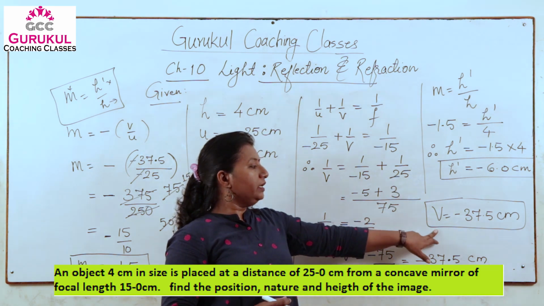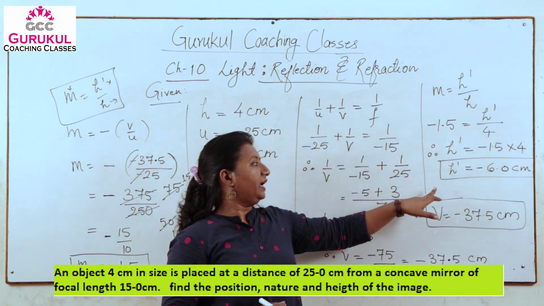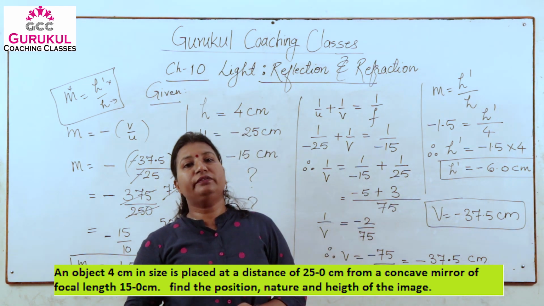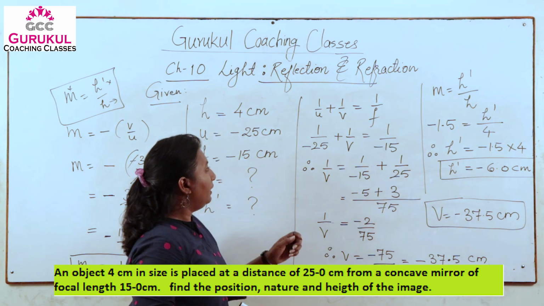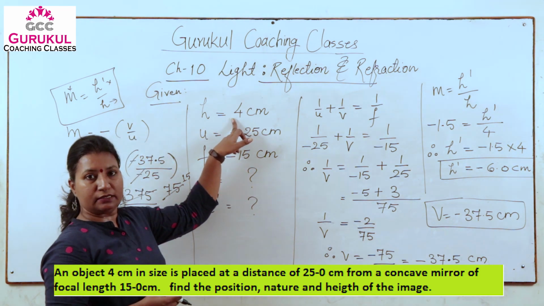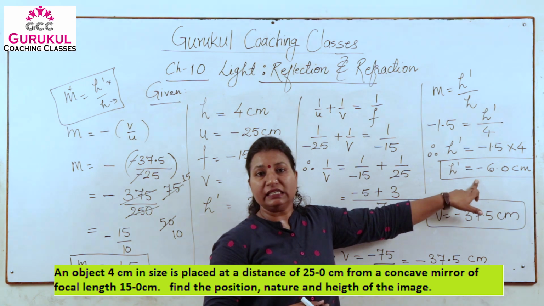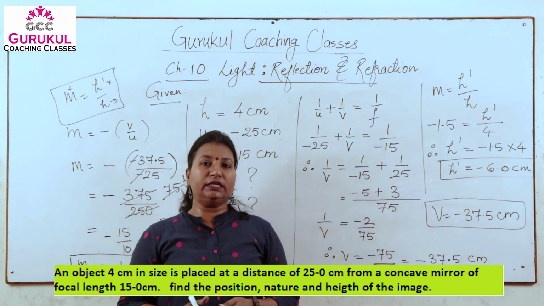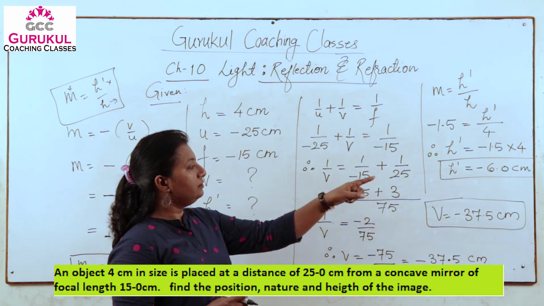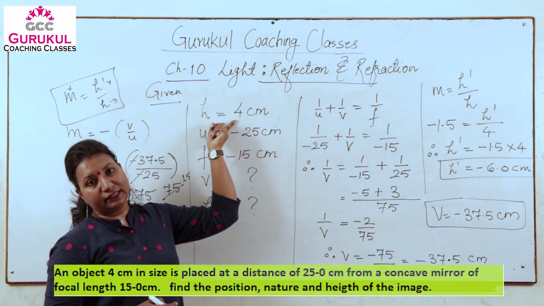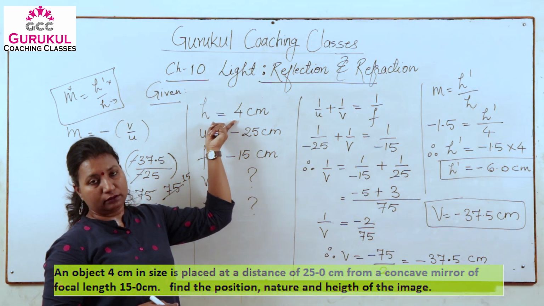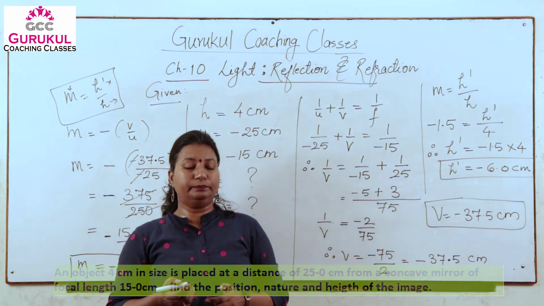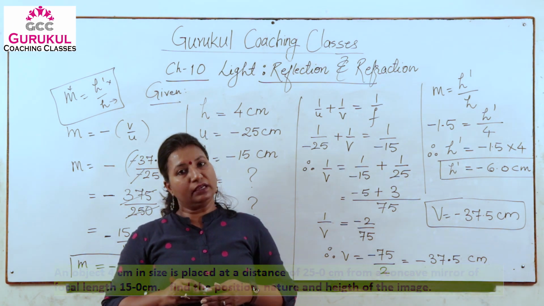Right? So as we are getting the negative value for the v and we are getting the height also negative, so we can say that the image is real and inverted. The height of the object is 4 centimeter and the height of the image is 6 centimeter. So we can say we are getting a real and inverted magnified image, as the image is larger or bigger than the object height, right?